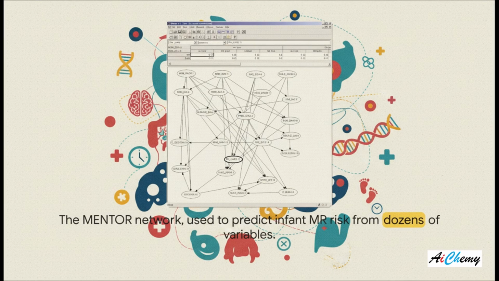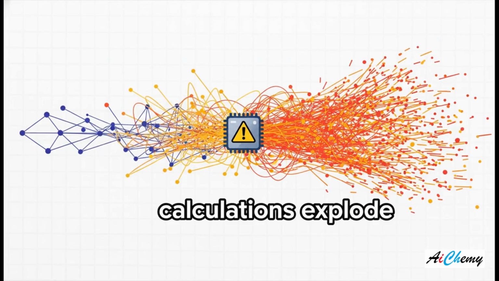The Mentor system uses this massive, tangled web of variables, everything from a mother's age to a baby's birth weight, to help with medical diagnosis. Calculating probabilities here is a whole different beast. Because with that many interconnected variables, trying to find a perfect, exact probability can become computationally impossible. The number of calculations just explodes, making it an intractable problem even for our most powerful supercomputers.